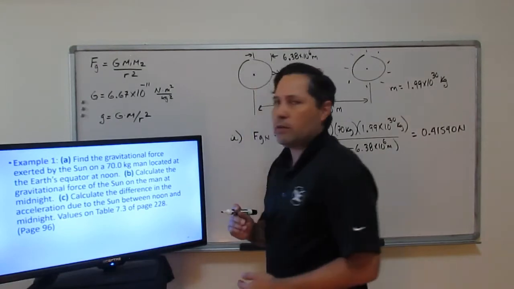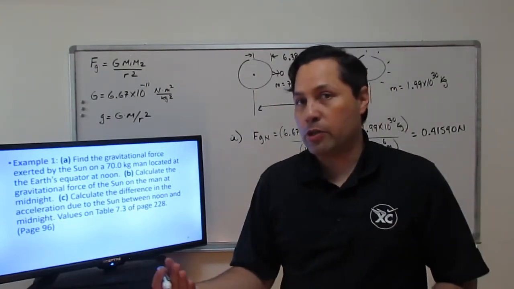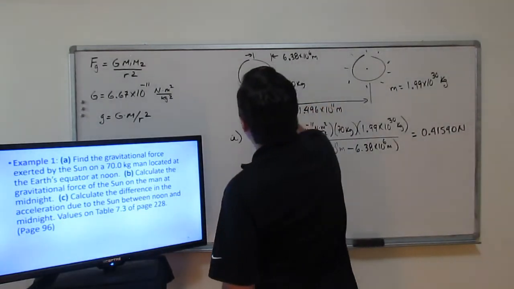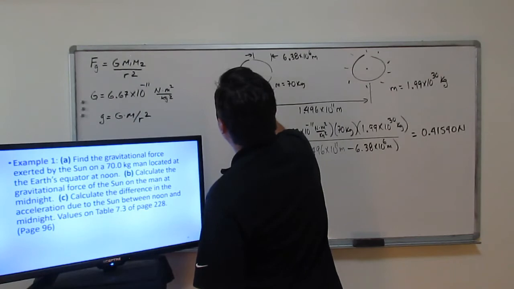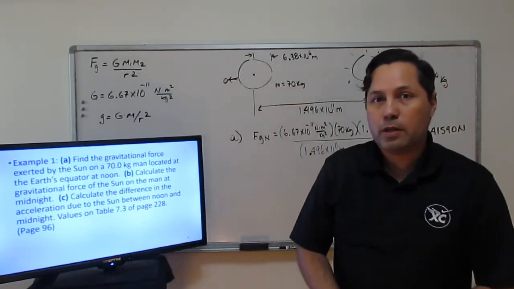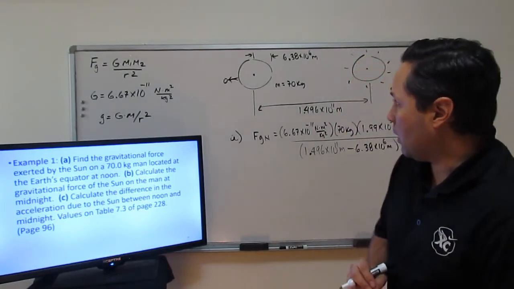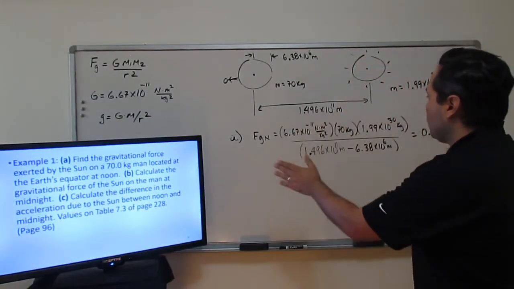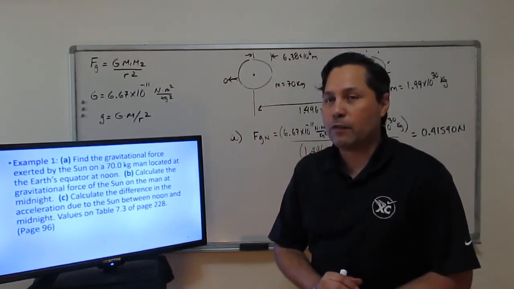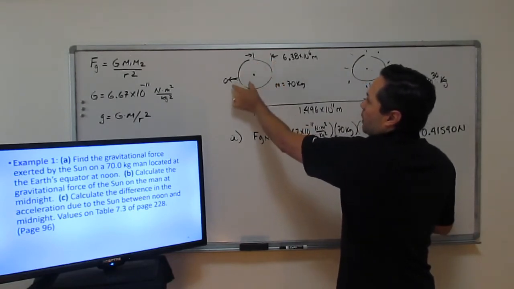Part B, they ask, okay, we want you to do some calculations, but this time it's been 12 hours and now it's midnight and our man's still standing around and he's on the other side of the planet because it's midnight. So 12 hours later, what will be the force exerted on the man? Alright, so for this, the equation will be the same except for one difference. What would be the difference? Rather than subtracting the distance, we're going to add it.